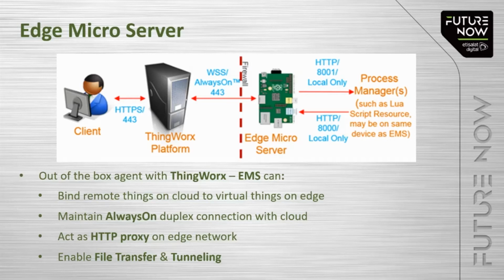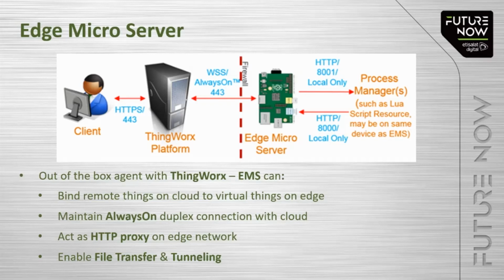So there are a few different things we need. Out of the box agent, like I said, it binds remote things on the cloud to virtual things. So there will be a copy on the cloud and a copy on the edge. This will make sense once we do that. And they will be syncing up with each other. So we can even do file transfer and tunneling. So we can send files from the edge directly onto the cloud. That is, in fact, what we will be doing today. The Edge MicroServer is not the sole software that we need.